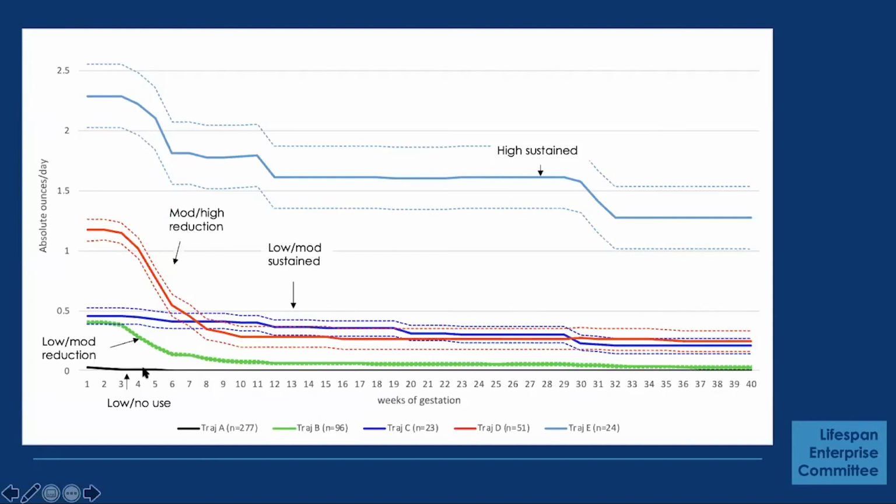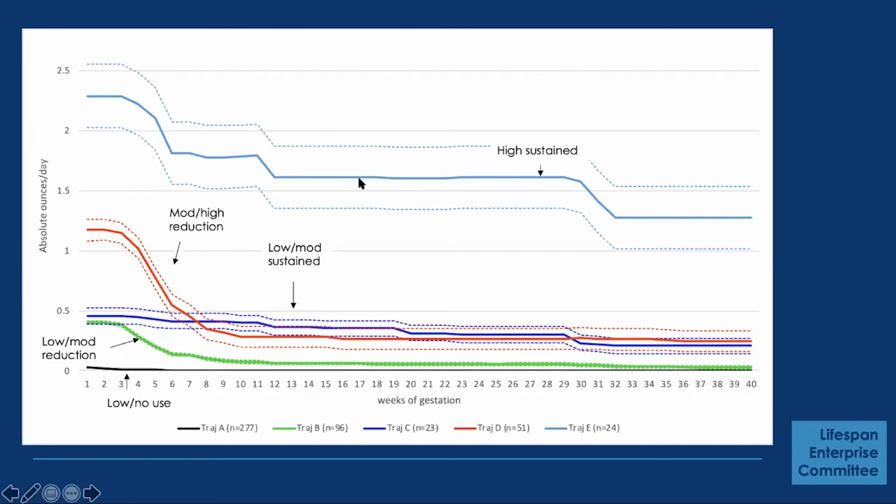And the way we describe these are the women who had low or no use of alcohol in pregnancy. The women who started, these are absolute ounces per day, where 1 absolute ounce is equivalent to about 2 drinks. So here at 0.5, these are women who start having about a drink a day. And we had this divergence of trajectories where some women continued that in this low sustained group in blue, whereas some women had a pretty rapid discontinuation in the low to moderate with reduction group. We then had this moderate to high group who reduced alcohol early in pregnancy, and then this high, somewhat sustained group across gestation.